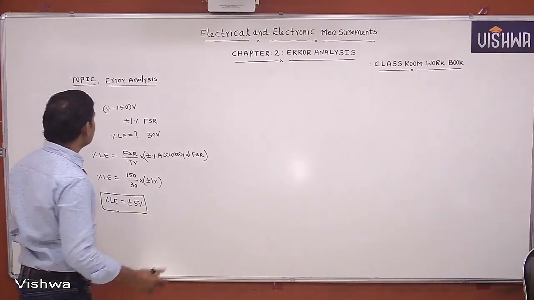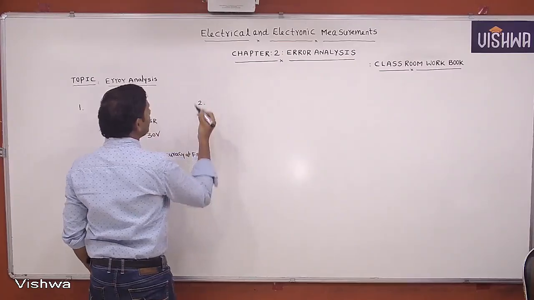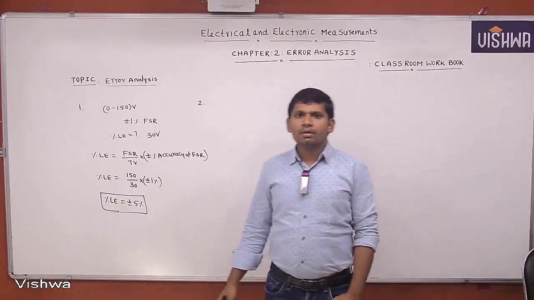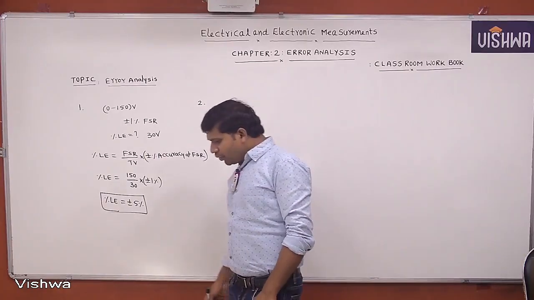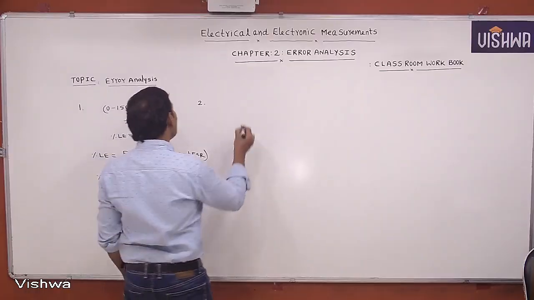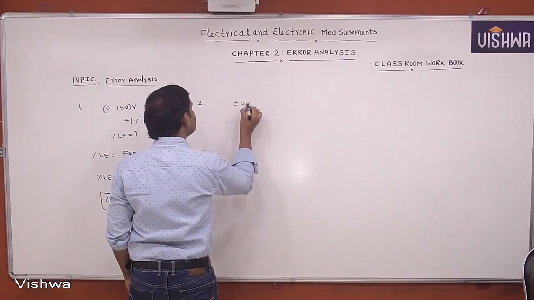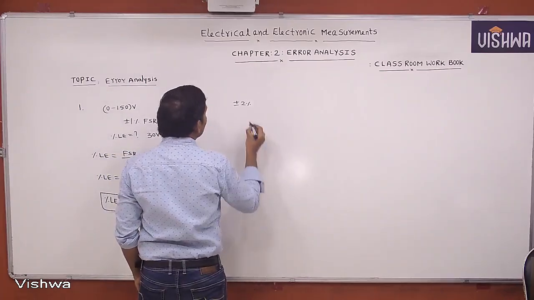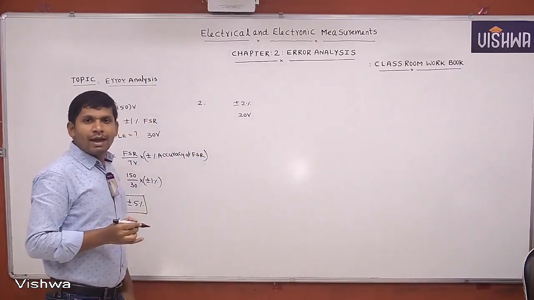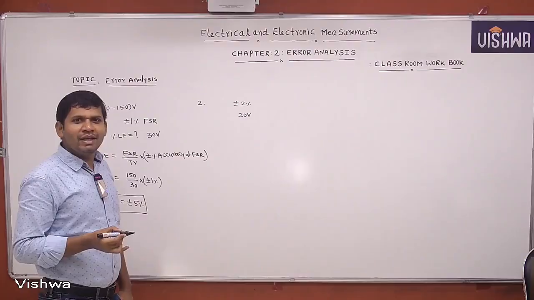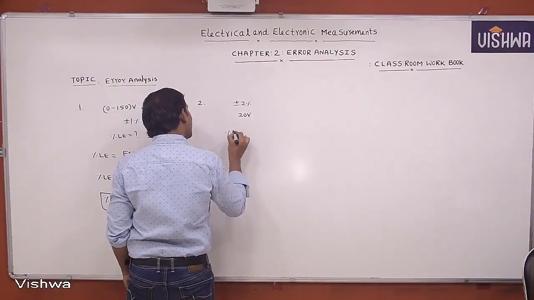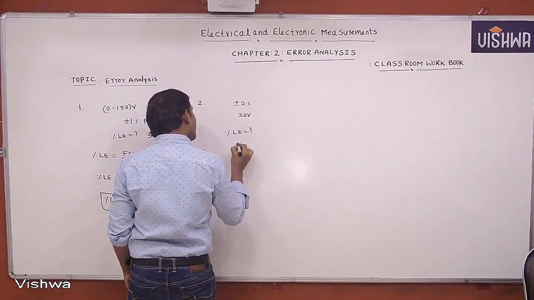See question number 2. Concentrate, see question number 2, what is given. A 0 to 50 volts voltmeter having accuracy of plus or minus 2% in the measurement of 20 volts. Calculate percentage limiting error in the measurement of 40 volts.